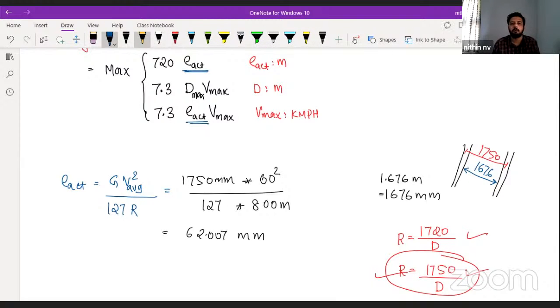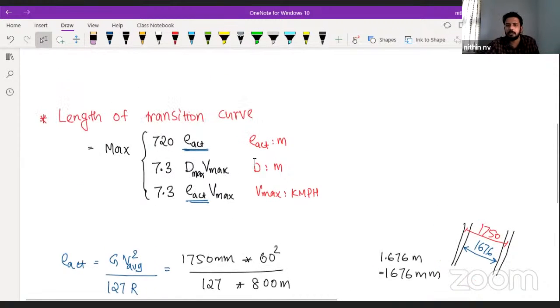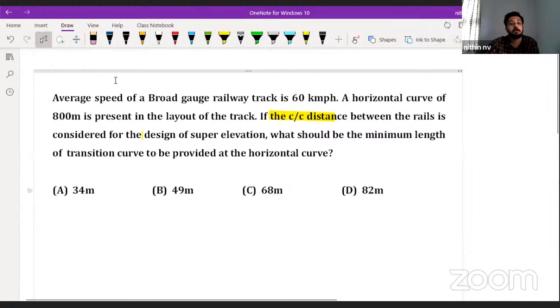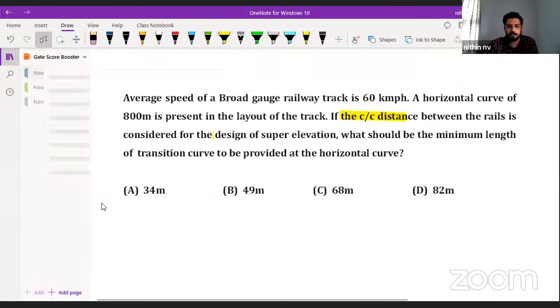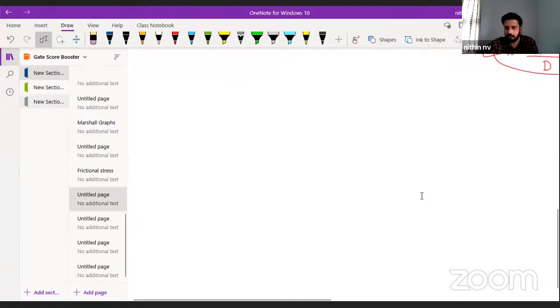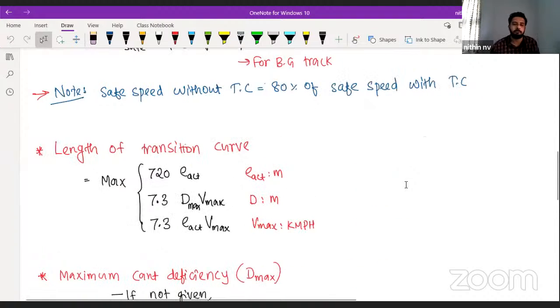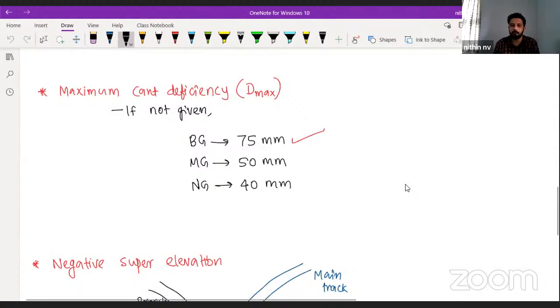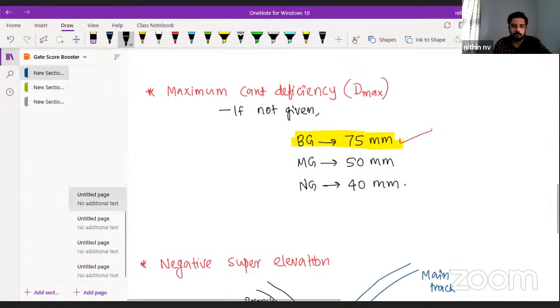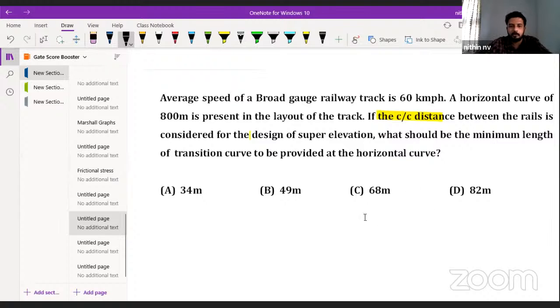Now the cant deficiency, definitely they are not going to give that in the question. We are not seeing any value. And I told you in the previous slide, if they are not giving the value, we have to go for this particular data. Now it is a broad gauge track, so which value do we have to take? 75 millimeter. Clear? So the next data I'm substituting here.